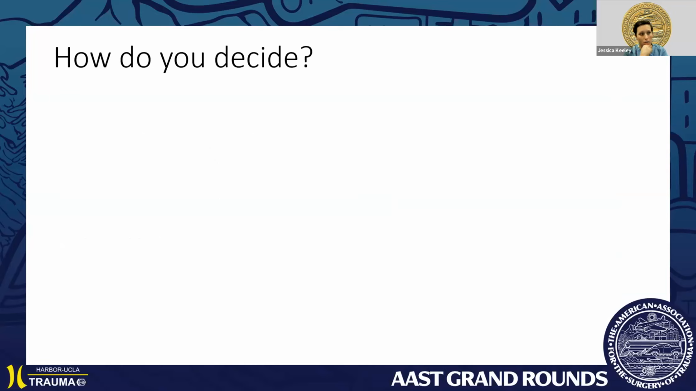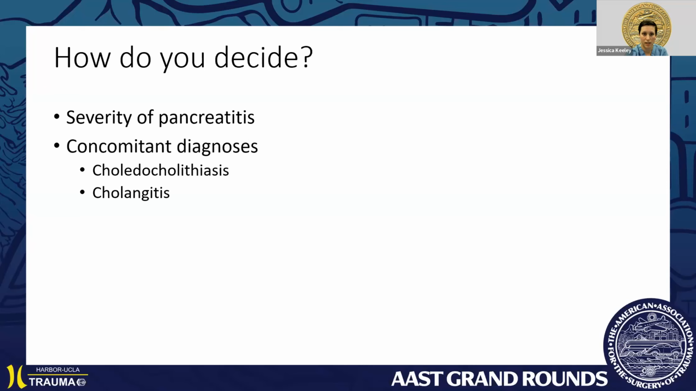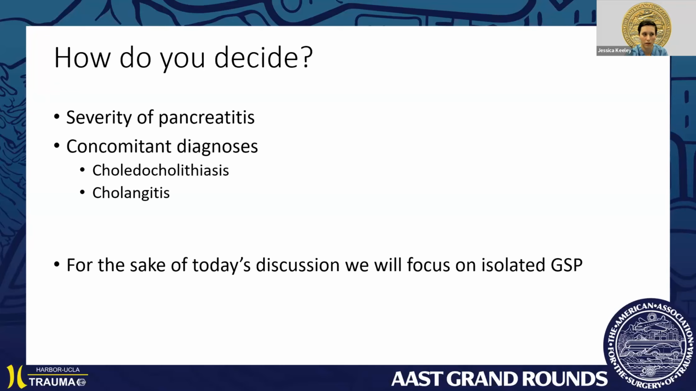For today's talk, because it's limited in time, and because we're surgeons, we're going to focus on when to go to the OR. The workup of possible cholangitis and choledocholithiasis with gallstone pancreatitis is really a more complex topic for another day. But we will talk about severity of pancreatitis and run through some scoring systems. As I said, these are possible diagnoses, but for the sake of today, we're not going to run through the very complex algorithm of imaging and possible preoperative interventions. So we're going to focus on isolated gallstone pancreatitis.